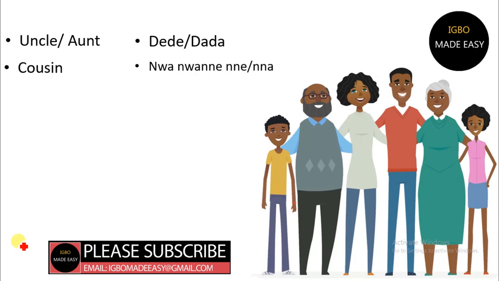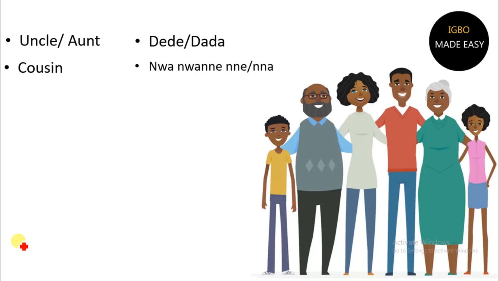Nwanne nna is my father's brother or sister. So their child is their nwa. So you're having nwa nwanne nne, nwa nwanne nna. I don't want that to be confusing for you. I just hope it's clear enough. Just play it back again and you'll be able to understand.